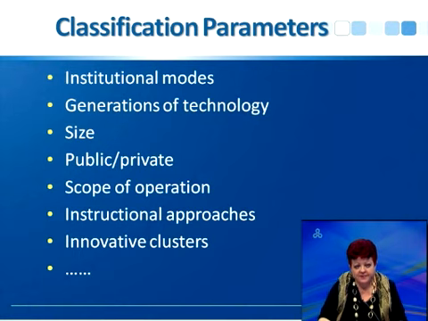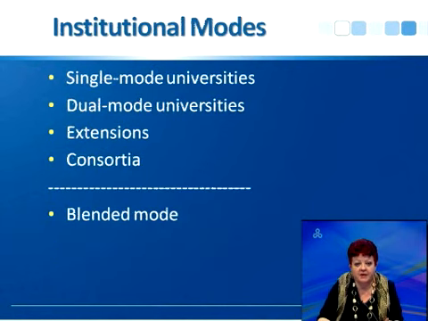The first classification parameter we are going to speak of are the institutional modes. In the relevant literature, you usually hear about these 4 and also the 5th. I will say why I separated it from the first 4. The blended mode can be applied also in single mode distance universities, dual mode, extensions, consortia, and even in campus-based universities. So it's a separate mode.